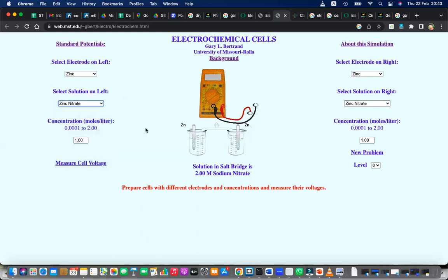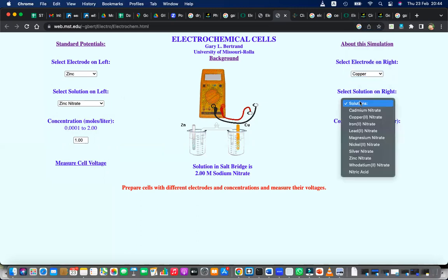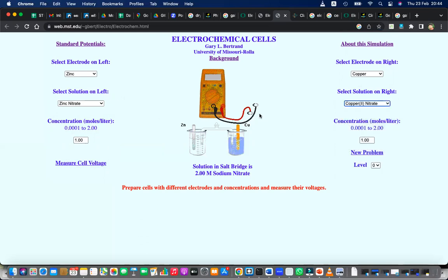Zinc nitrate. Even if you add nitric acid, zinc nitrate is formed. On the other side put copper, there is no point putting zinc on both sides. The other side you need to put copper and then copper sulfate, right? So copper nitrate. Okay, now you can measure the cell voltage. It is 1.1 volt. So this can rotate a motor. 1.1 volt can run a motor, but cannot light an LED. We can light a torch bulb.